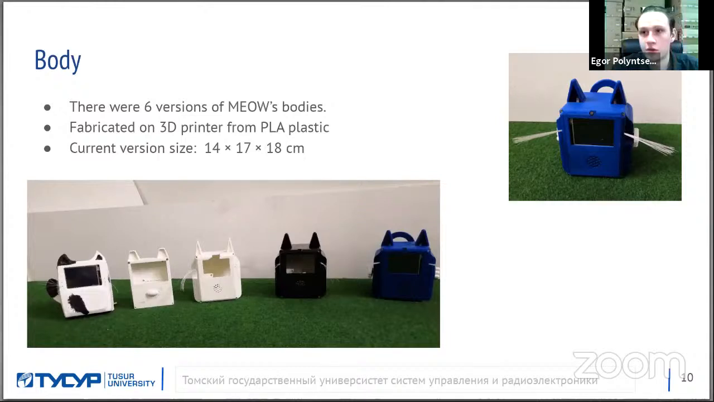Okay, we had a lot of versions of Meow. The first one was made of plywood. I have it with me here. Other versions of Meow were made on a 3D printer from PLA plastic. This is a very good technique for producing prototypes. And the current Meow is blue colored and has dimensions 14, 17, and 18 centimeters. It's just like a key.